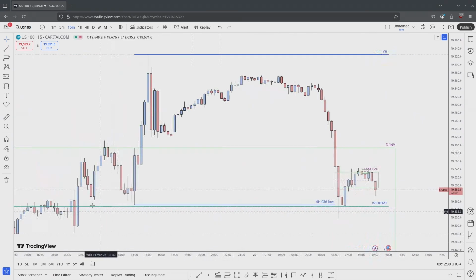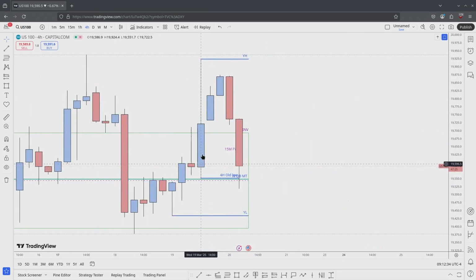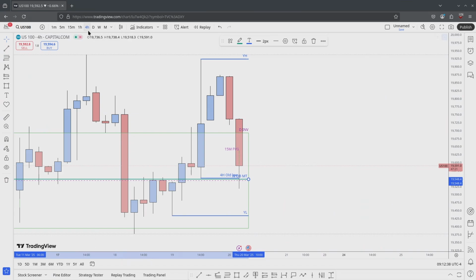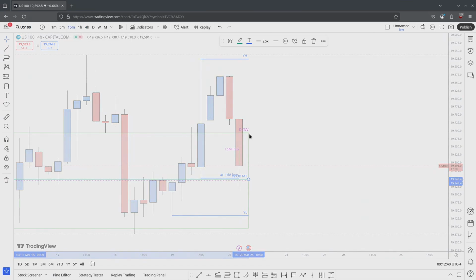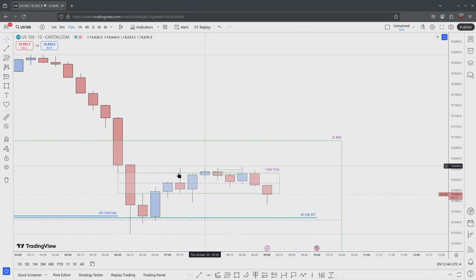Took out a 4-hour-old low. Took note of this. Right there, we took out that low. We're sitting at weekly order block main threshold. So what I did, 15-minute fair value gap. If we trade above that and stay above it, bullish. Trade below it and stay below it, bearish. Okay, so I'm using that as a filter.